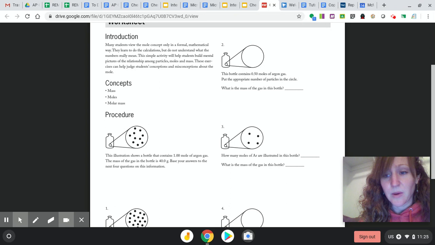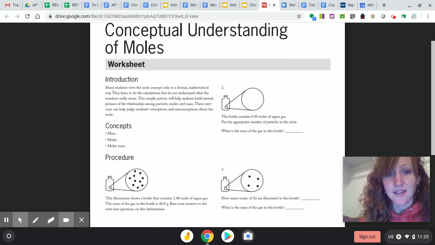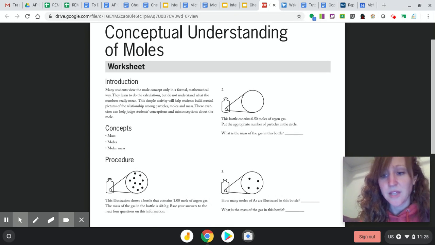So on this exercise, this is called the Conceptual Understanding of Moles. And the whole purpose of doing this worksheet is because moles can turn into a mathematical concept very easily. And that concept gets detached from a conceptual understanding of what a mole actually is, what it looks like, how it behaves, what it impacts. It's just so easy to detach the math from the concept. And so the point of this worksheet is to bring it back together.